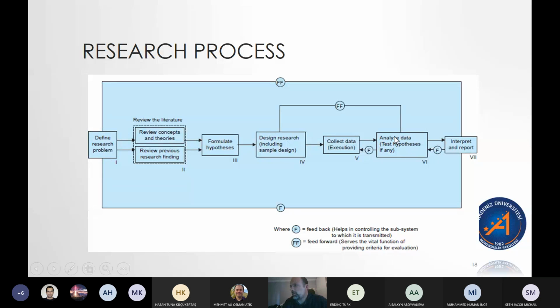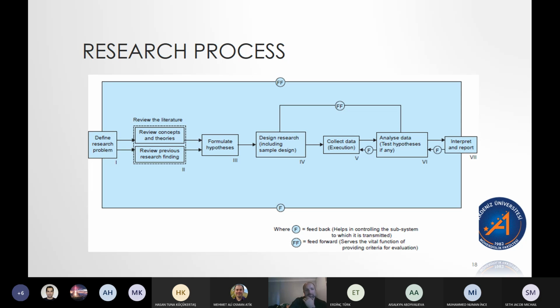Okay? Feedback. We analyze the data. If we realize that we don't have enough data, or there's some stuff we missed, we can go back and collect data as well, right? Okay, so there are some different types of feedbacks and feed forwards.